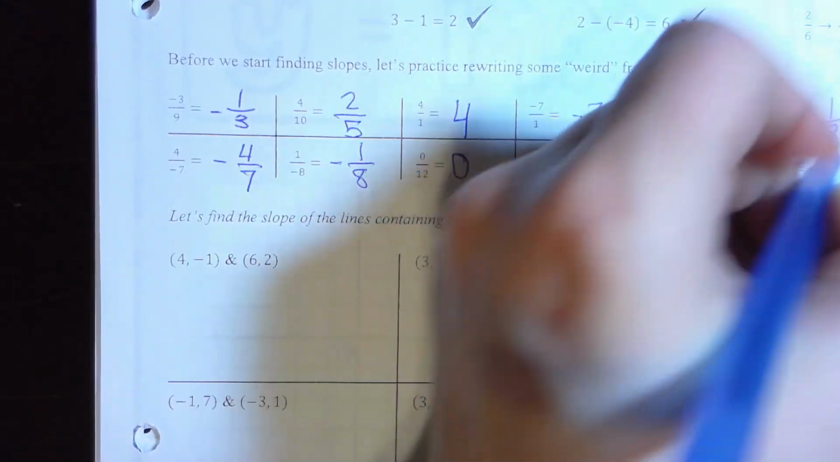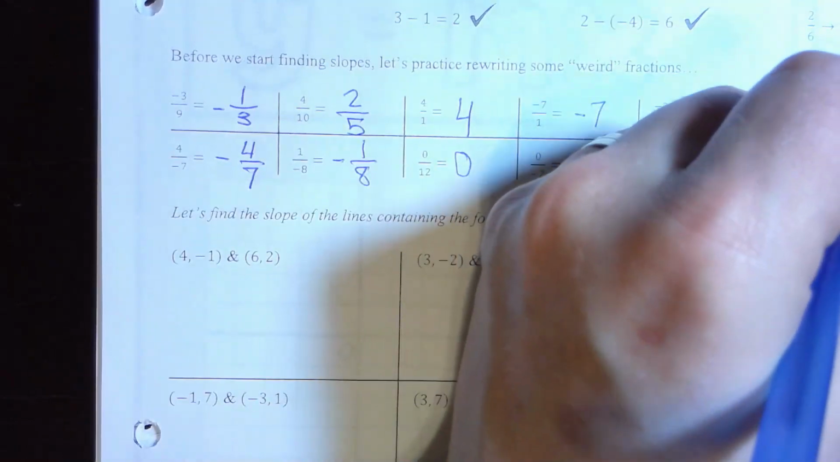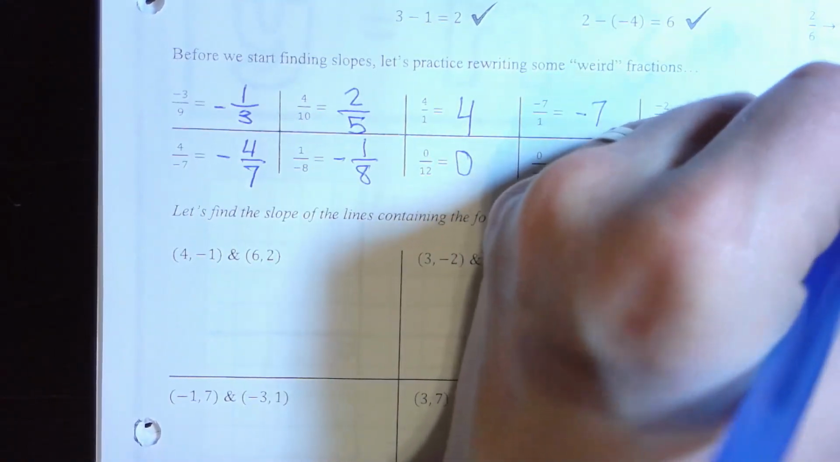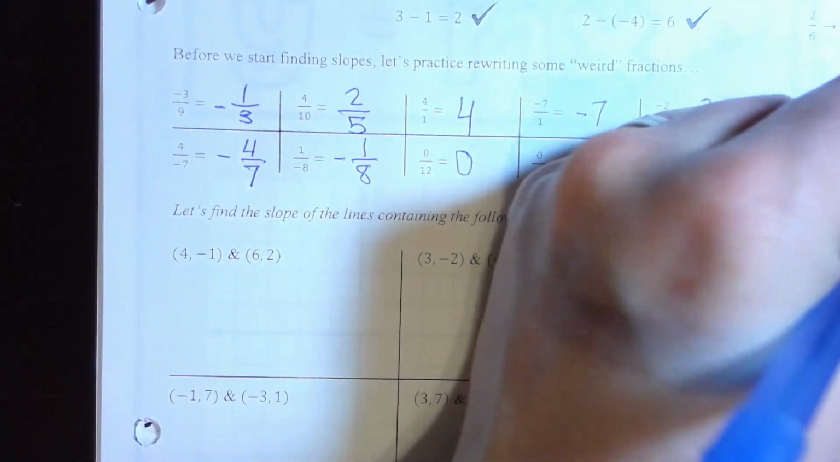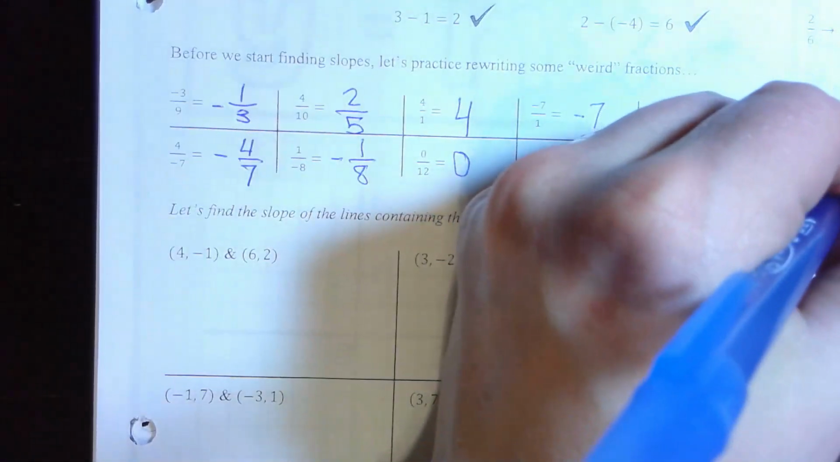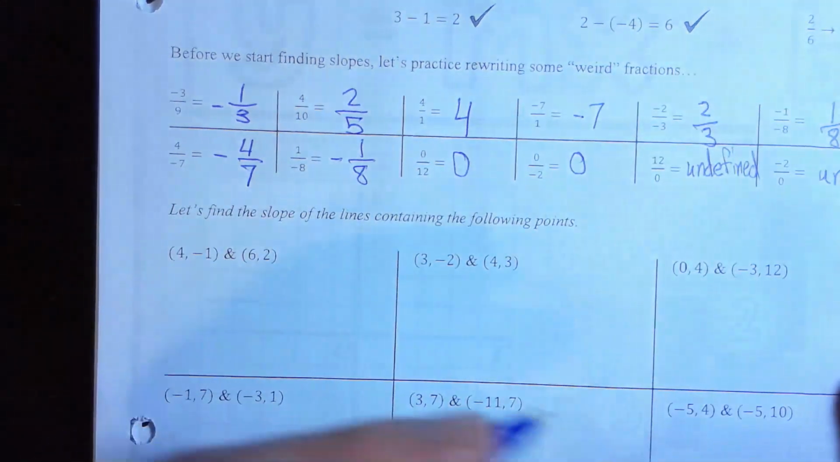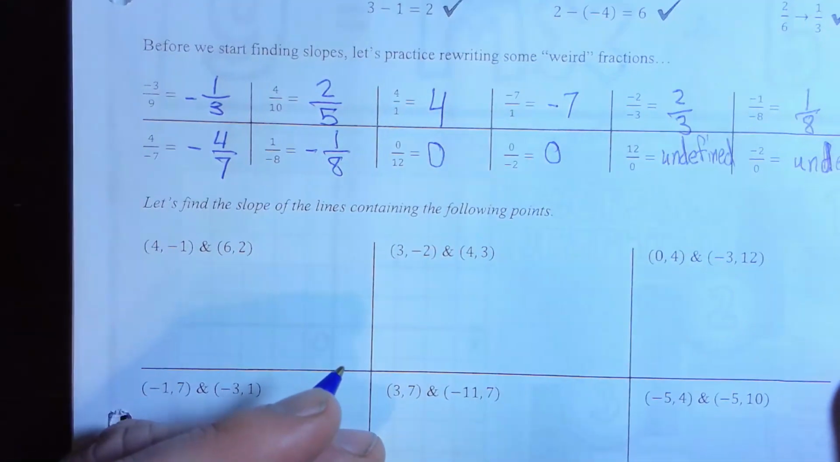Anything divided by 0 is undefined. You just can't do it. It's not legal in the world of mathematics. There's no way to break something up into 0 groups. Like, that just doesn't make any sense. Okay?